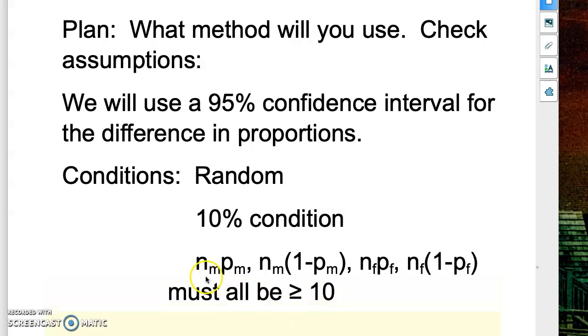And all of these numbers, NM, etc., that looks complicated, but basically these are the males wearing their seatbelts with male passengers, males not wearing their seatbelts with male passengers, males wearing their seatbelts with female passengers, males not wearing their seatbelts with female passengers. All these numbers must be greater than or equal to 10, which they are.